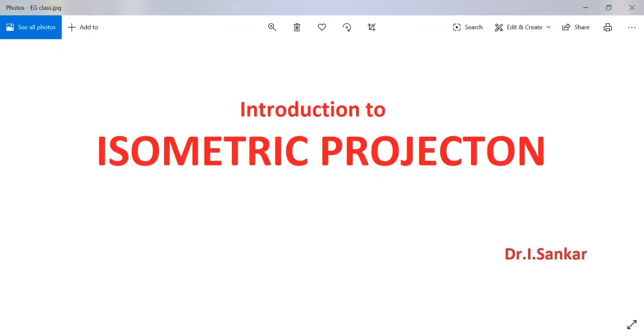Welcome dear students. After completing unit 4, now we are at the start of unit 5. In unit 5 we are going to have two topics. Chapter number 1 is isometric projection and chapter number 2 is freehand sketching. In that, this is the introduction class to the isometric projection topic. Let's go to the class.